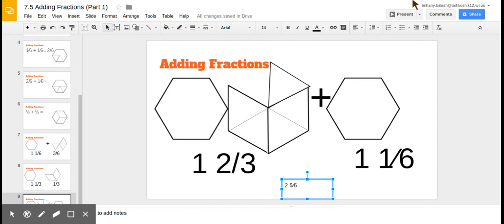So this completes today's lesson. You've already answered your questions, so you can go ahead and do some practicing with the fraction games, working on adding fractions today.